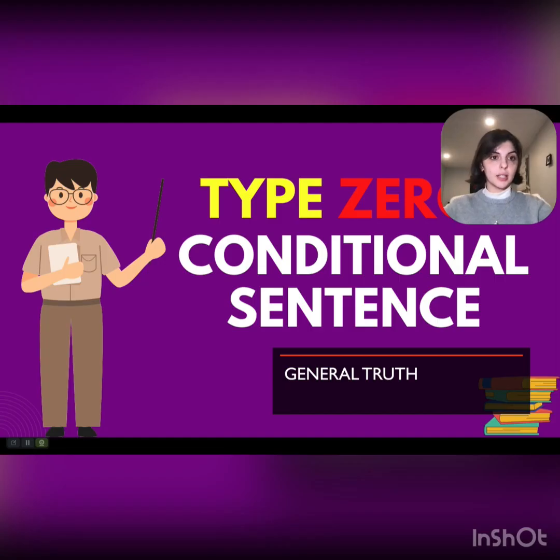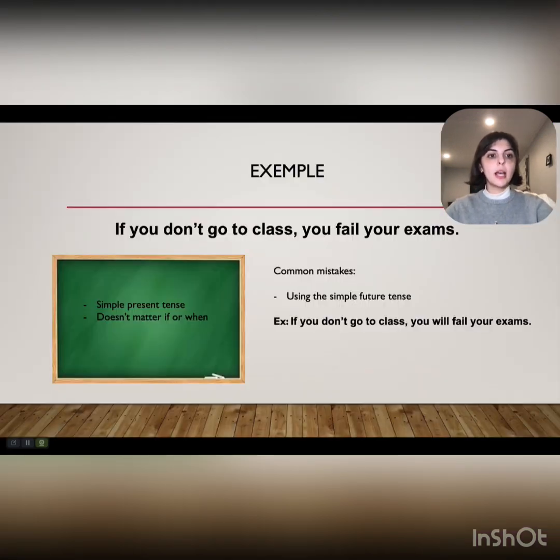Zero conditional sentence. Firstly, zero conditional sentences express general truths, situations in which one thing always causes another. When you're using a zero conditional sentence, you're talking about a general truth rather than a specific instance of something. For example, if you don't go to class, you will fail your exam.